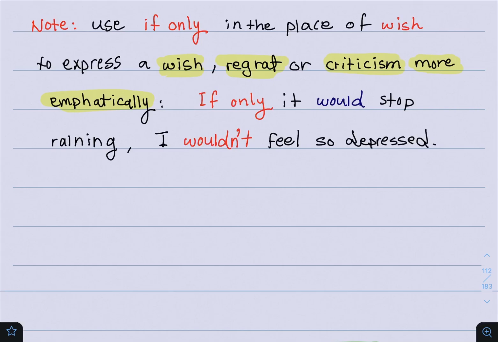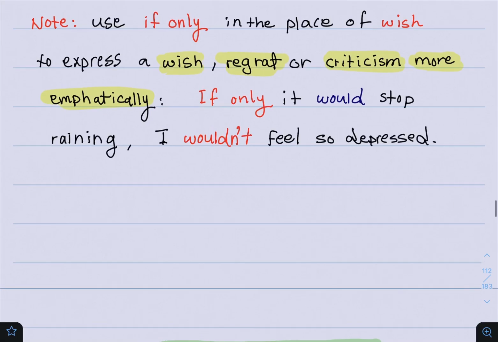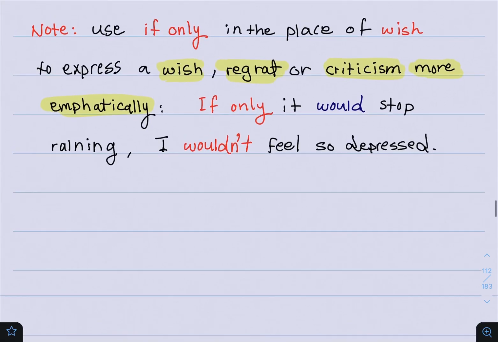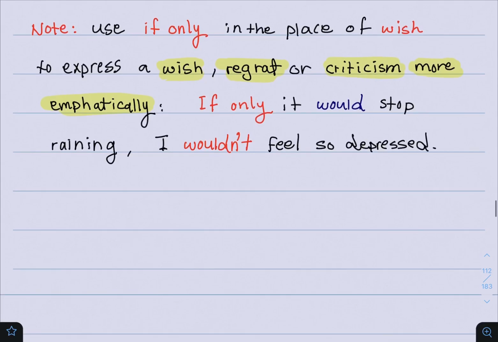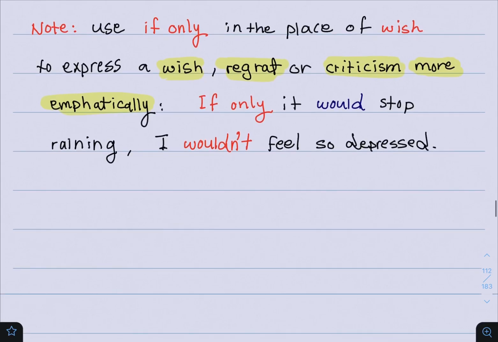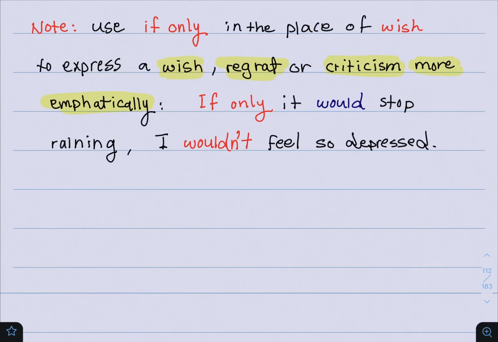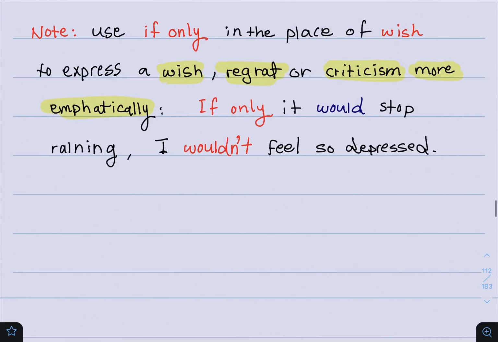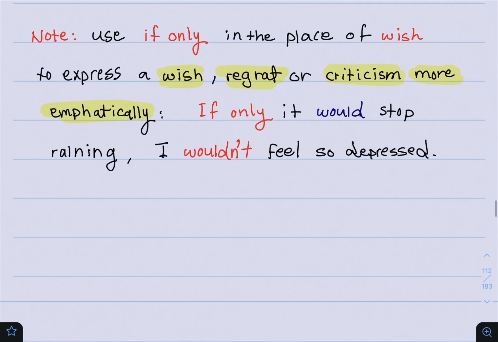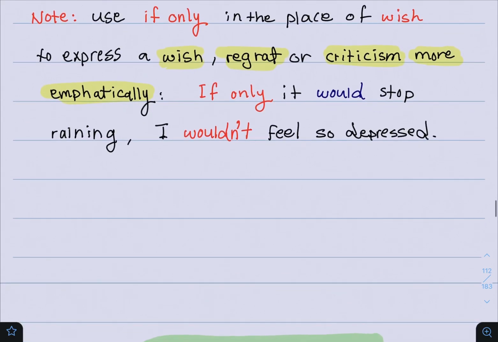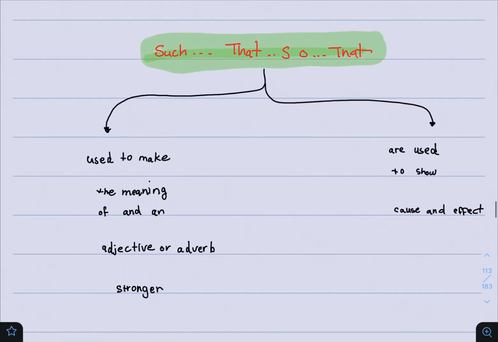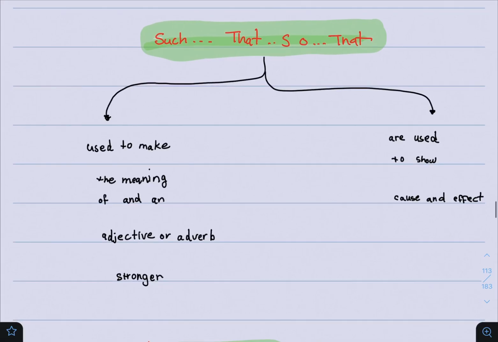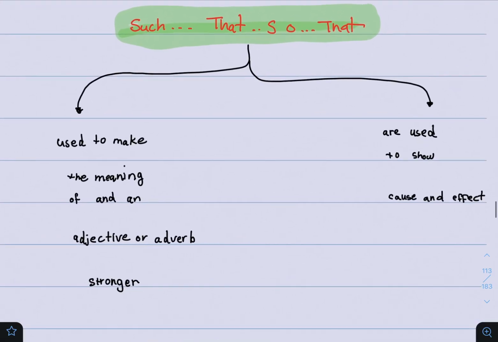Now you have to use if only in the place of wish to express a wish, regret or criticism more emphatically، طبعا بشكل قاطع. استخدمها لما أريد أشير إن على الأمنية أو الندم أو النقد بشكل أكثر حزم أو أكثر قطعية. If only it would stop raining I wouldn't feel so depressed. okay، يعني هنا الفرق بين if only بدلا من wish طبعا للتعبير عن الناقد أو التعبير عن الندم أو أمنية، لكن بشكل أكثر قطعية.